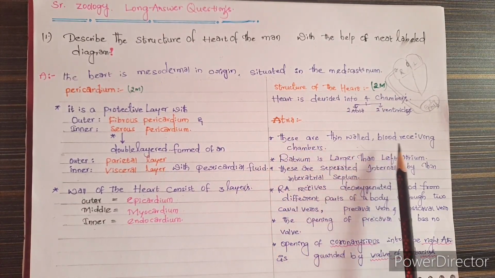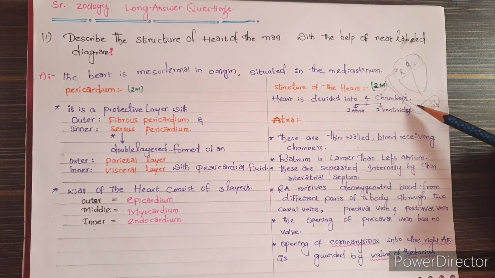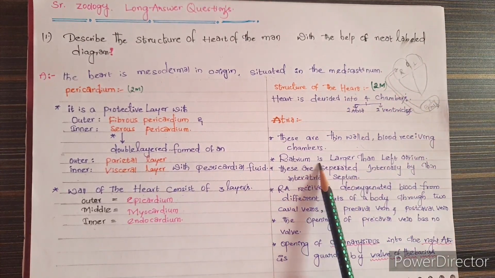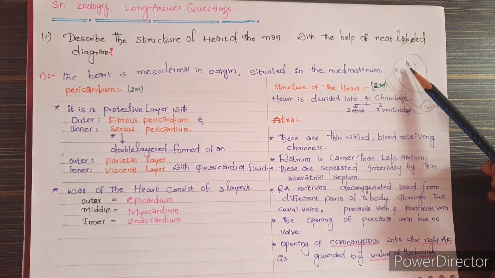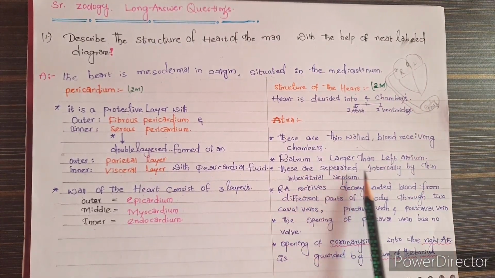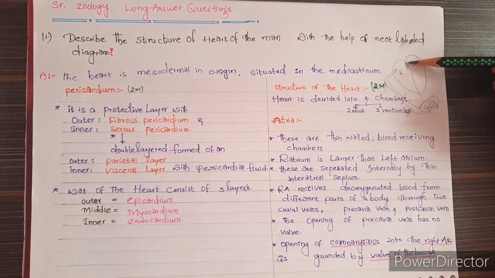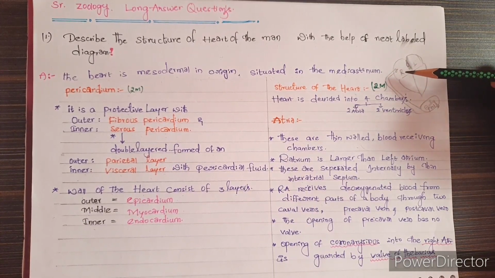These are thin walled blood receiving chambers. The right atrium receives blood from the vena cava, inferior vena cava. The right atrium is larger than the left atrium. I will make a diagram just in brief to get an idea about that. These are separated internally by a thin interatrial septum. So this is the septum between the two atria, so the atria are separated by the interatrial septum.